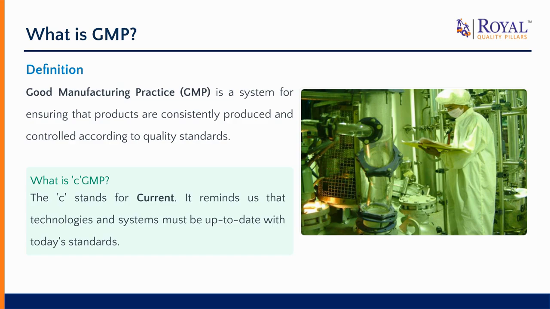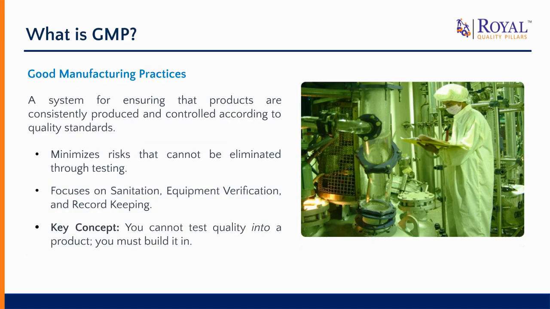A common trick question is, what does the C in CGMP stand for? The answer is current. It means you can't use 20-year-old standards today. You must use the current technology and systems available to ensure safety. GMP is a system ensuring products are consistently produced and controlled to quality standards.